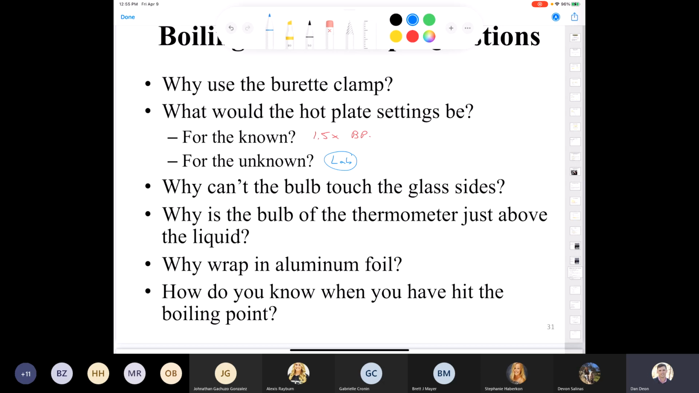I've covered the last two questions. How do you know when you've hit the boiling point? That's a good one too. You know that you've hit the boiling point when the temperature is stabilized, right? You're measuring the boiling point. You might see boiling and you might be forming vapor, but if the temperature of the thermometer has not stabilized, you have not reached the boiling point. So you want to make sure that the temperature has risen, but then it remains stable.